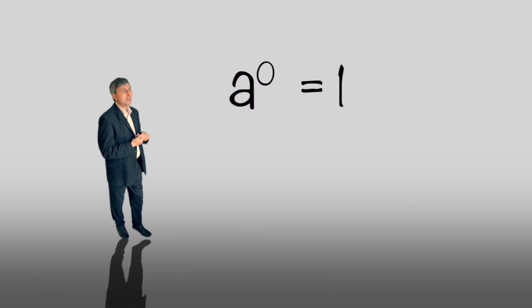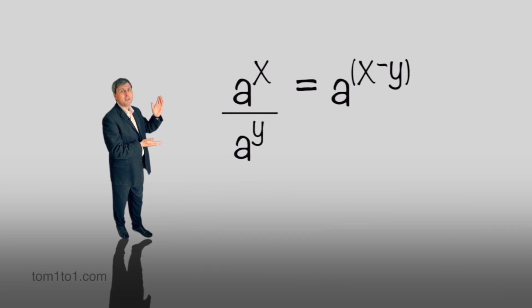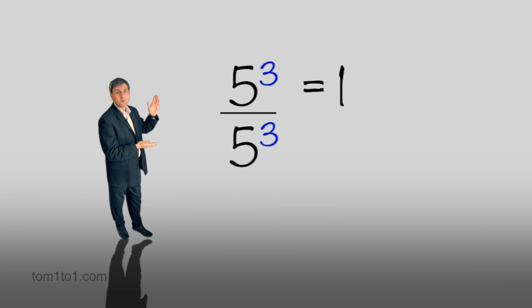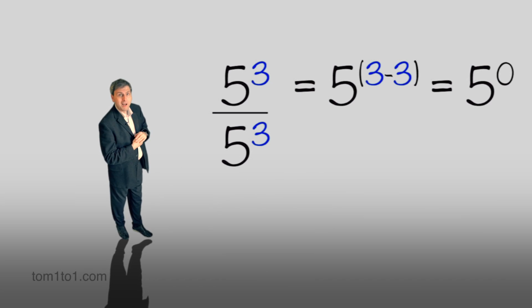But look, it's simple. If we go back to the previous one, which was a to the x over a to the y equals a to the x minus y. And this time what we're going to do is we're going to say a equals 5, and we're going to say x equals 3, and also y equals 3. So we've got 5 to the power of 3 divided by 5 to the power of 3. Well, that equals 1, doesn't it? But it also is 5 to the power of 3 minus 3.